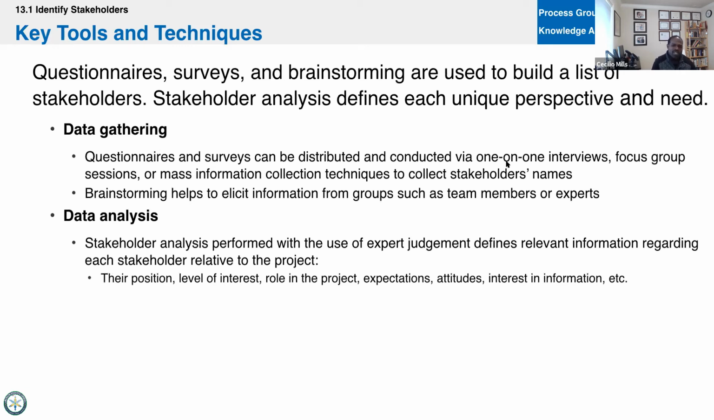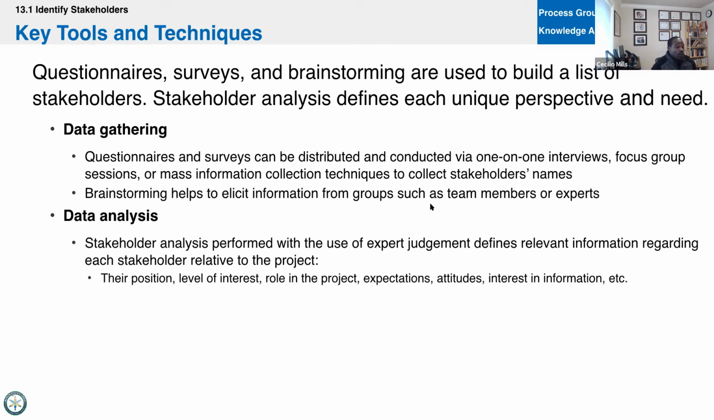But all the different ways that you may do that up front in a formal manner, maybe a focus group or interviewing people, mass information collection techniques. You may send out a survey, a questionnaire, a form for people to fill out. By the way, you should always do that. Get people to do the documentation for you, because it just saves you time.